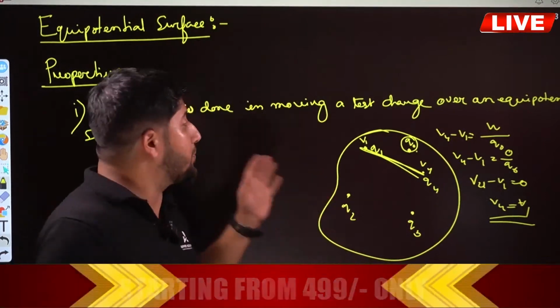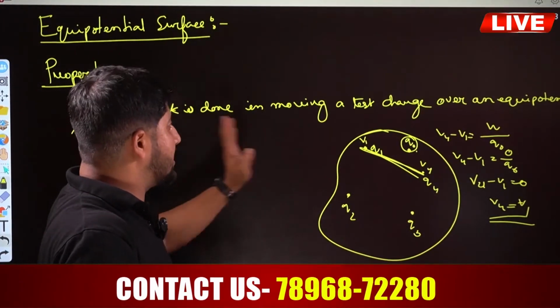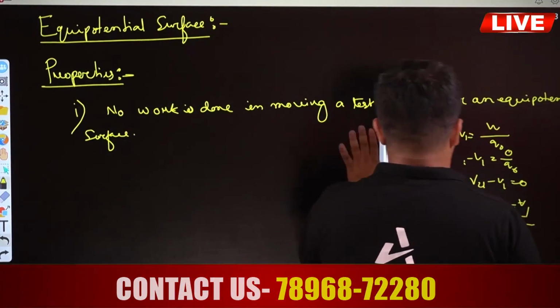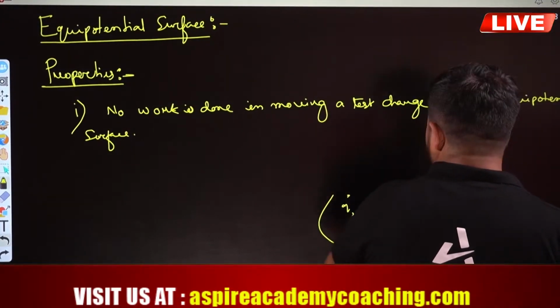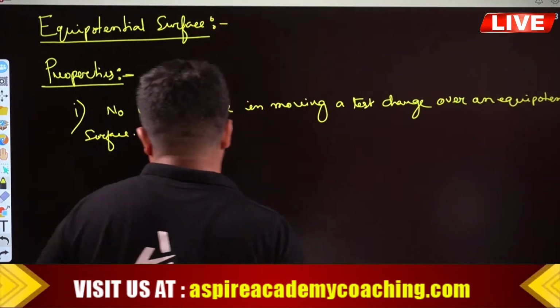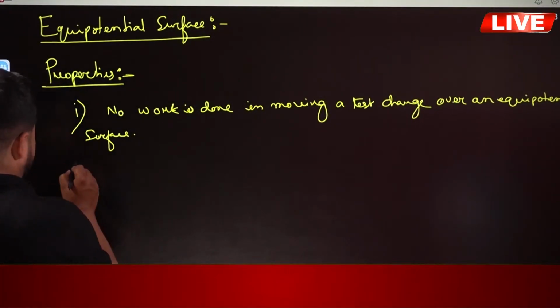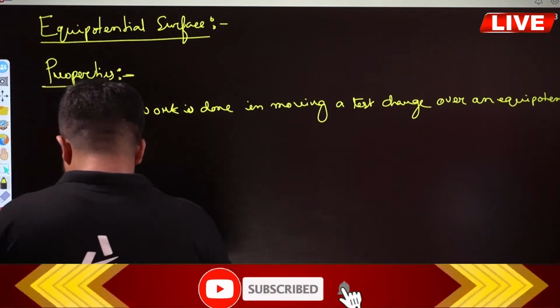So the first property is satisfied: no work is done in moving a test charge over an equipotential surface. Work done is zero. Work cannot be done. Okay, so what is the next property?